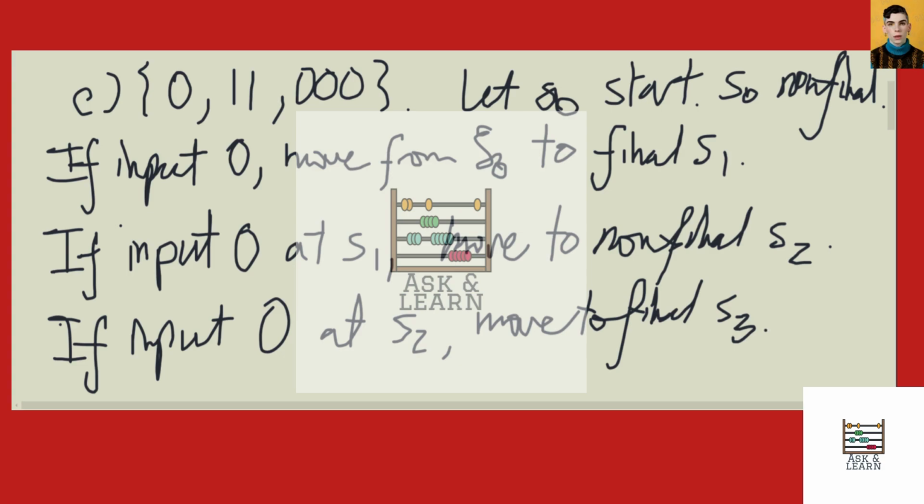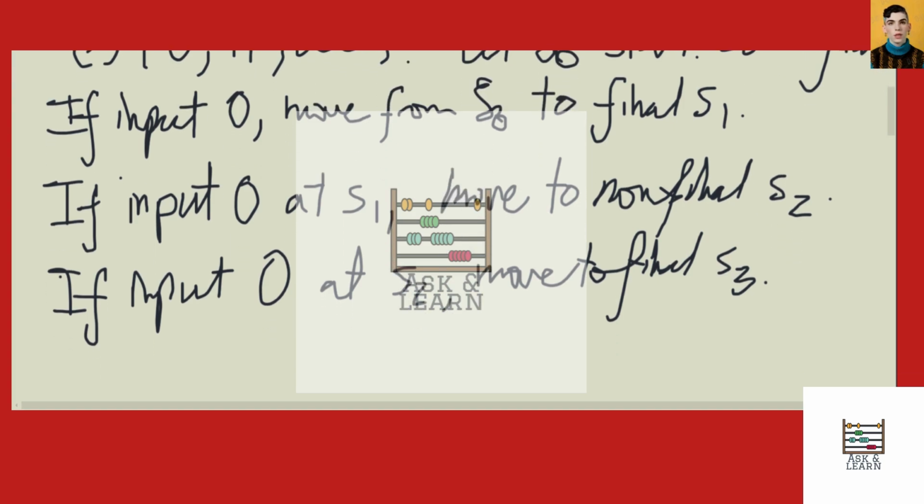Now we're not moving back to the final state S1 because we don't want any sequence of triples of zeros to be accepted. We just want 0, 0, 0 to be accepted.